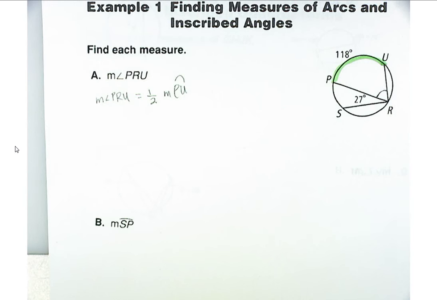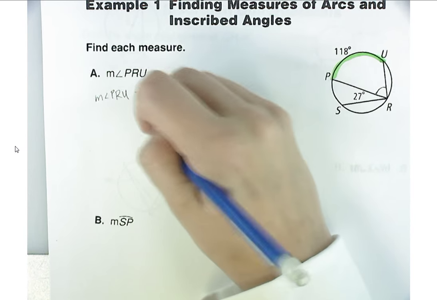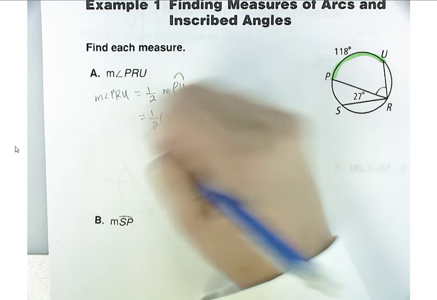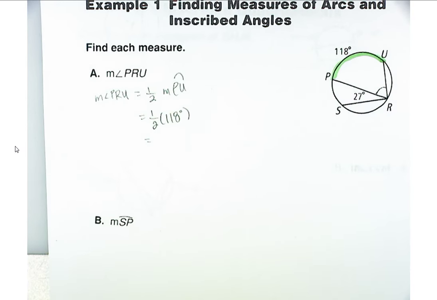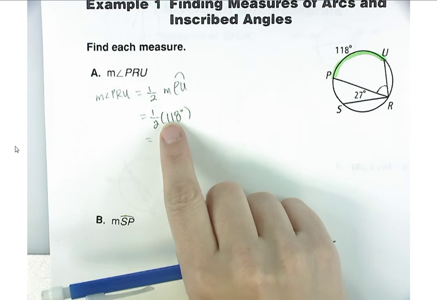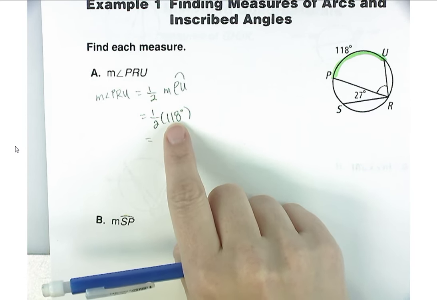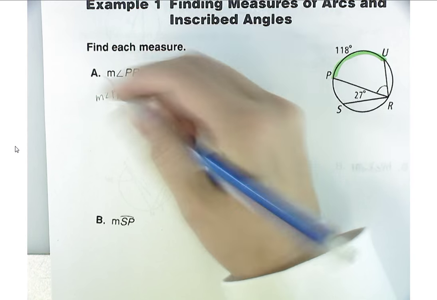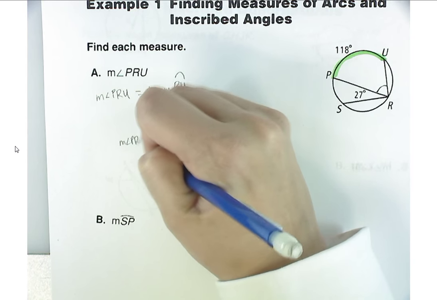Right, so that angle is going to be half of the arc. We know that that arc is given to us is 118 degrees. Okay, and then when we're doing half, think of half of 100 and then half of 18. Half of 18 is going to be 9. Half of 100 is 50. So yep, 59. Okay, so that's going to be the measure of PRU.